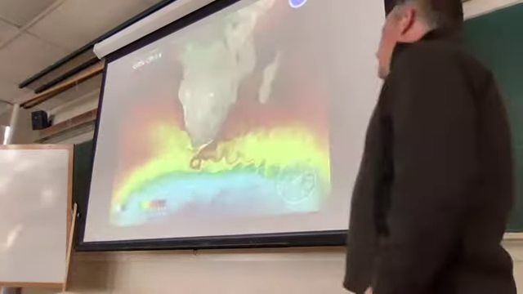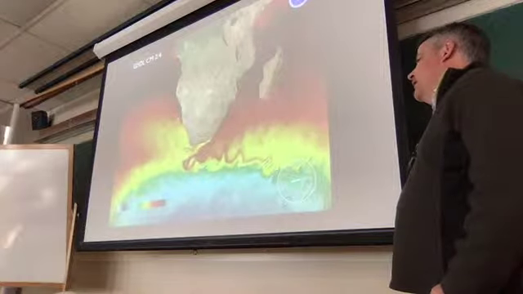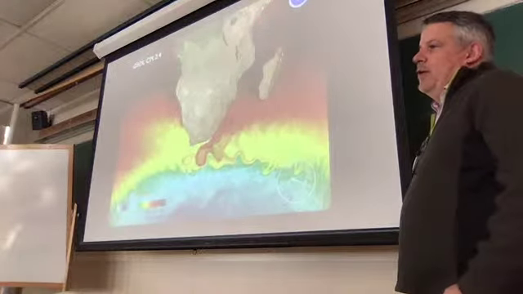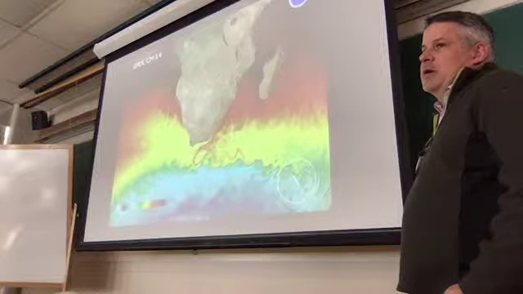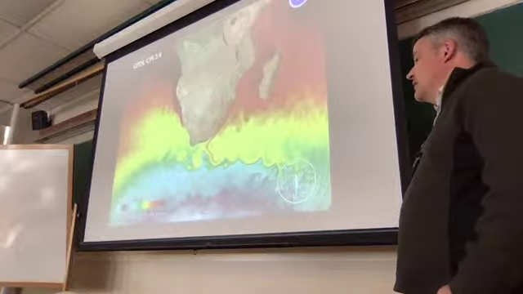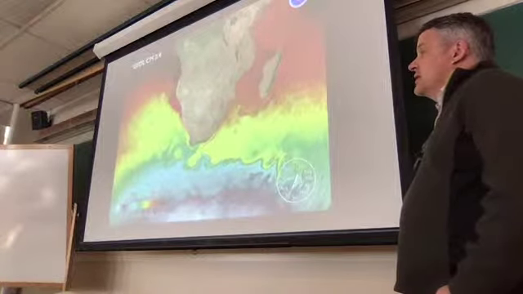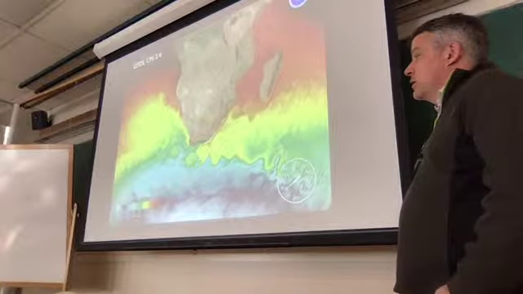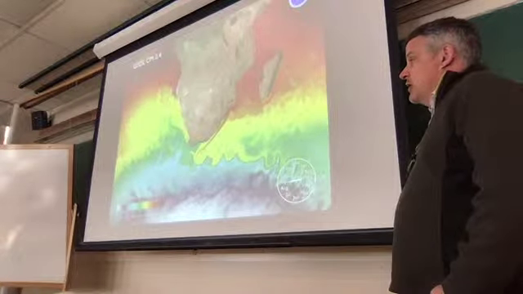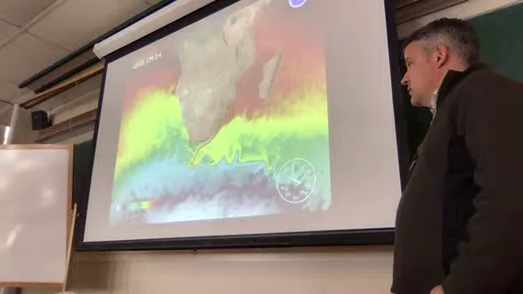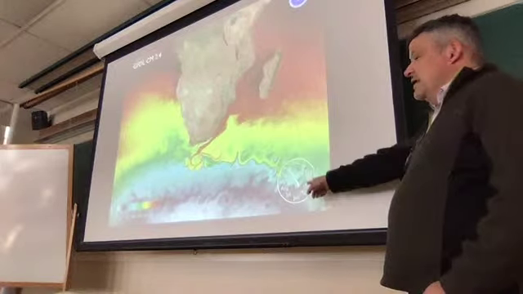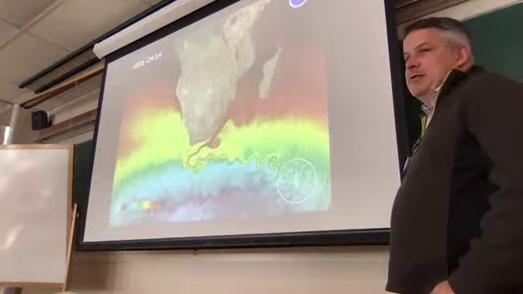All right, so we showed this movie on the first day. So what do you see now that you have a better sense of what's going on? So this movie is showing sea surface temperature, and obviously the motion is largely because of currents. And the clock is in months, which is useful for time scales.